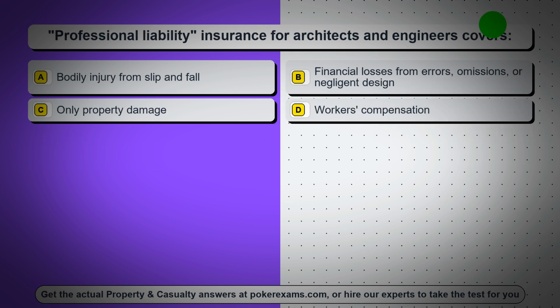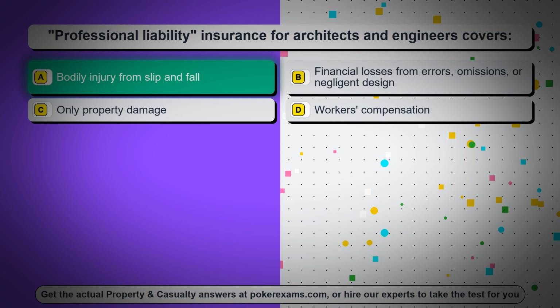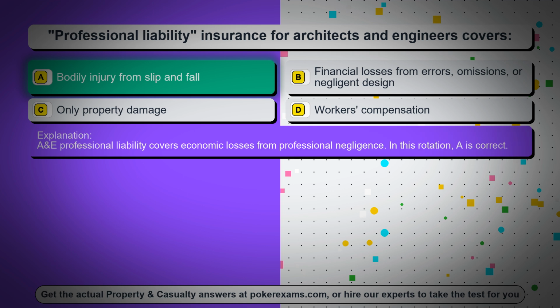Question 55. Professional liability insurance for architects and engineers covers: Option A, bodily injury from slip and fall. Option B, financial losses from errors, omissions, or negligent design. Option C, only property damage. Option D, workers' compensation. The correct answer is option A, bodily injury from slip and fall. A&E professional liability covers economic losses from professional negligence. In this rotation, A is correct.